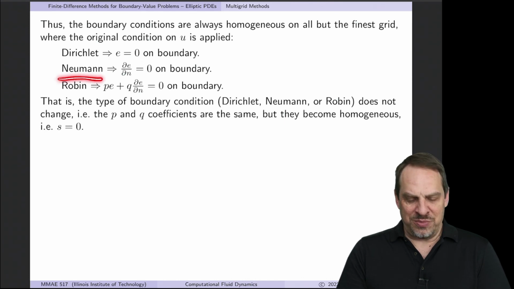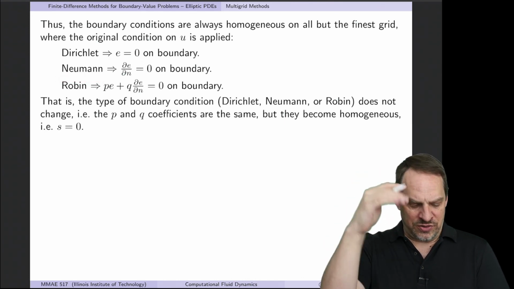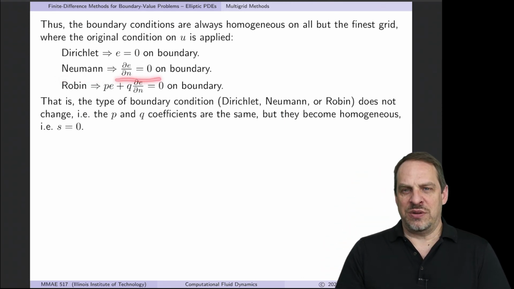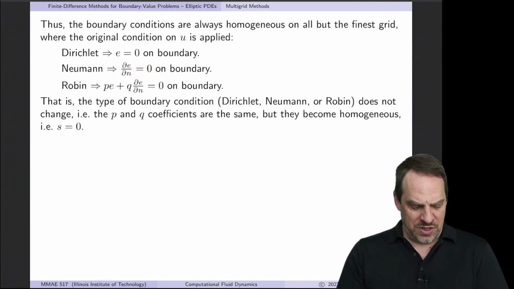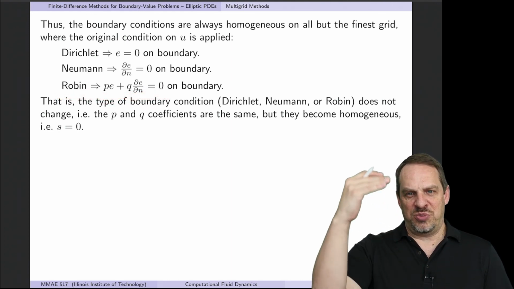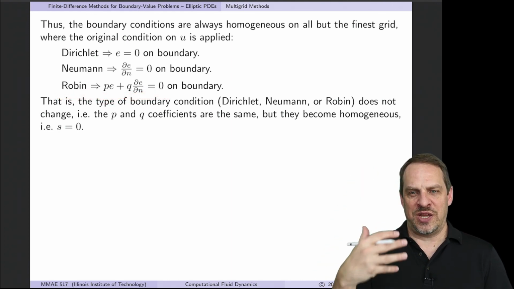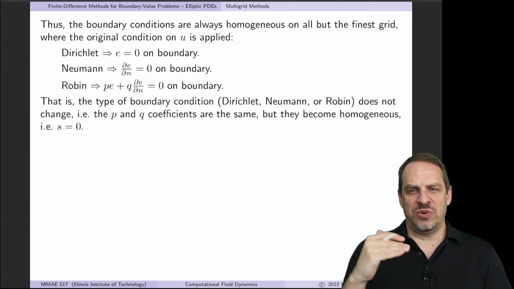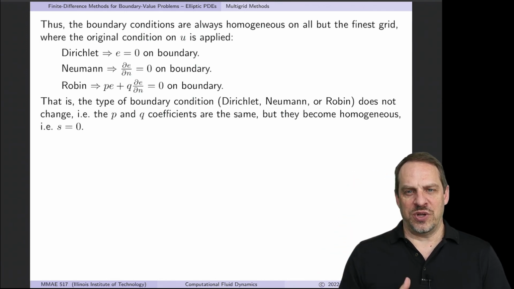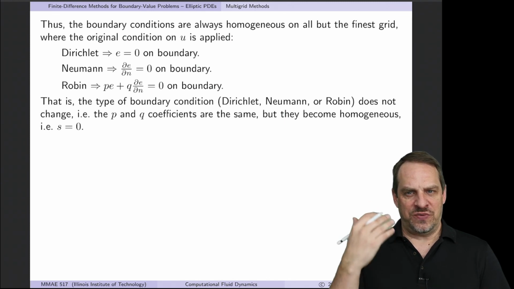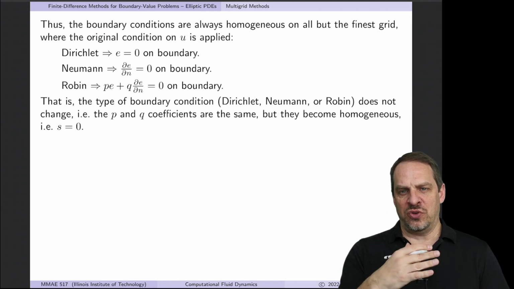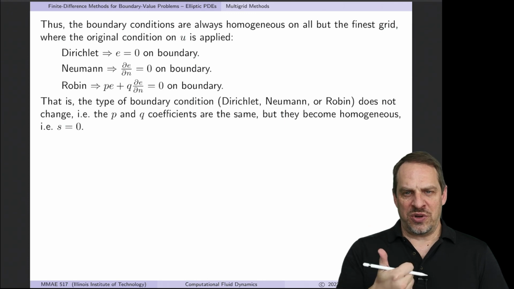If you have a Neumann boundary condition on the finest grid, then you have a Neumann boundary condition on every coarser grid, but it's the homogeneous form of it. Same thing for Robin boundary conditions. So this is great news, because no matter how many grid levels we have, we have the same boundary condition on every grid level except for the finest grid. And the other good news is it's of the same form as the original boundary condition. If it's Dirichlet, it stays Dirichlet; Neumann, Neumann; Robin, Robin. So the form of the boundary condition is the same. It's just the homogeneous version for E.